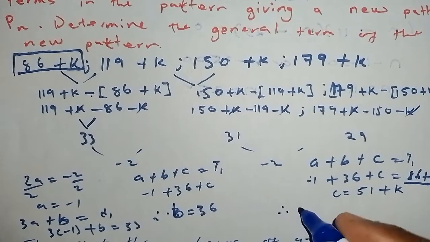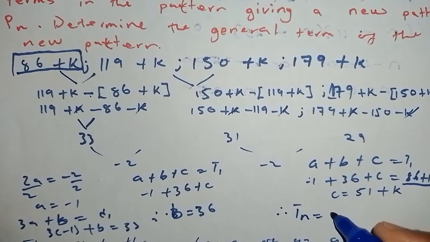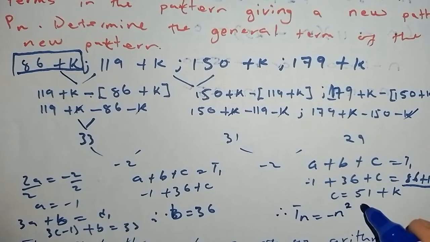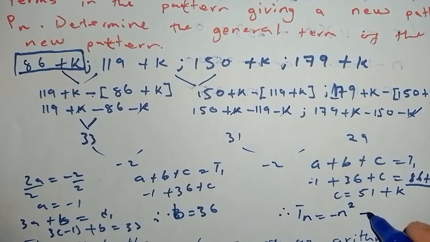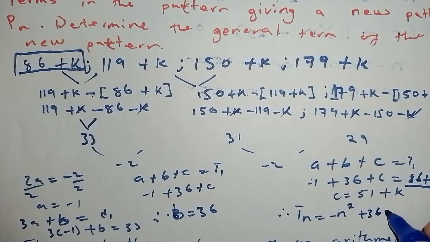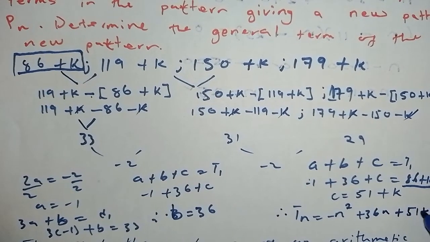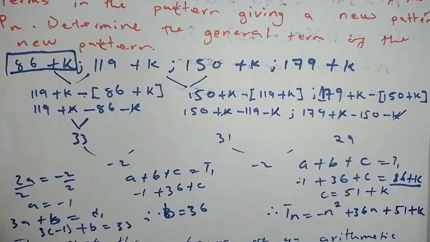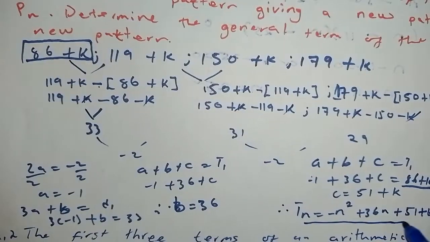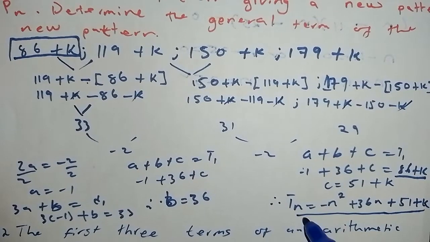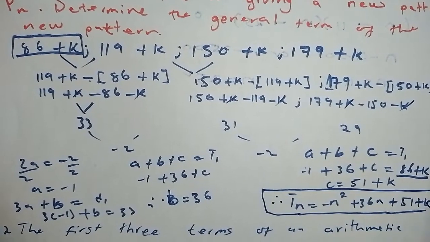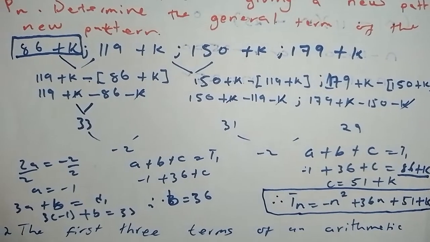Therefore, Tn is equals to, the value of a is negative 1, which is negative n squared, plus 36n plus 51 plus k. This is now my general equation. See, this is my equation, good people. I hope you understand. Let's move to the next question.